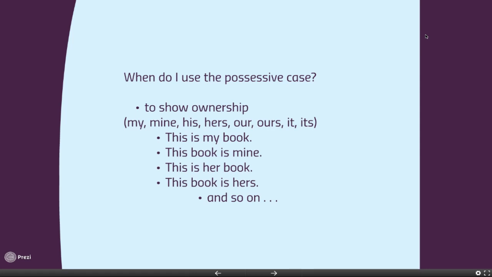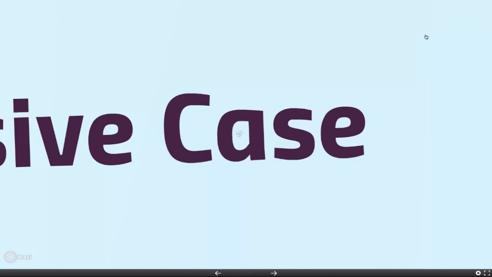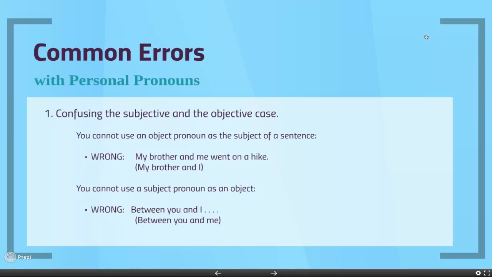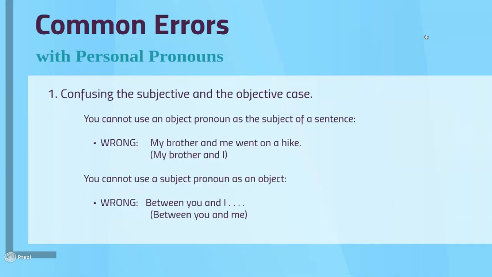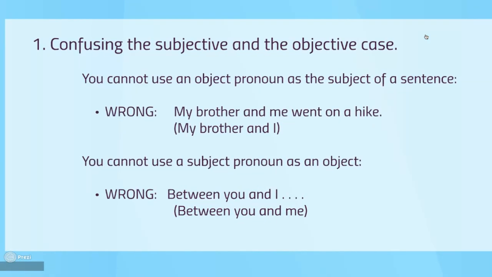Now that you have the basic notes on personal pronouns, let's move on to problems that frequently occur when using personal pronouns. So the first problem that occurs when using personal pronouns is confusing the subjective and the objective cases. So first, you cannot use an object pronoun as the subject of a sentence.